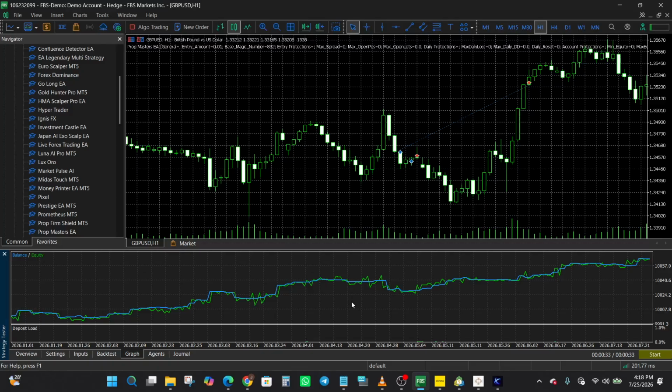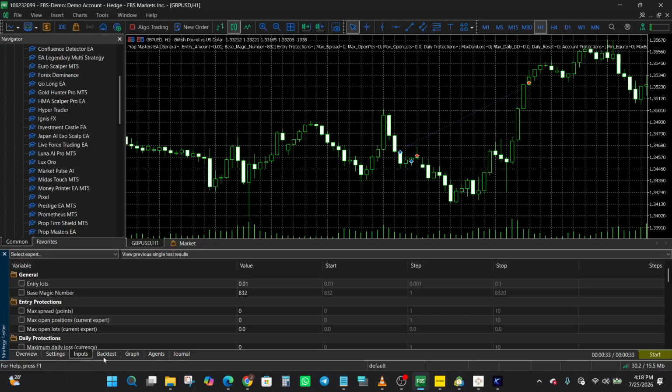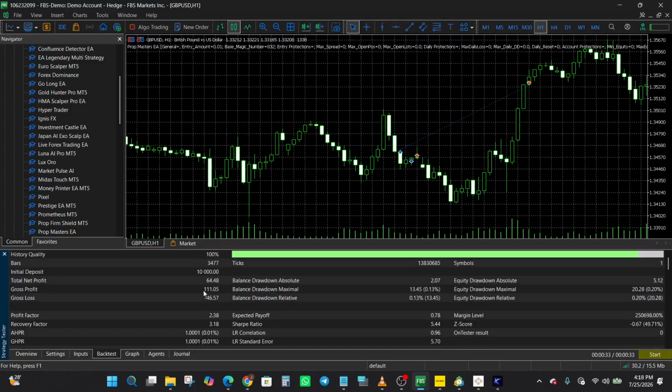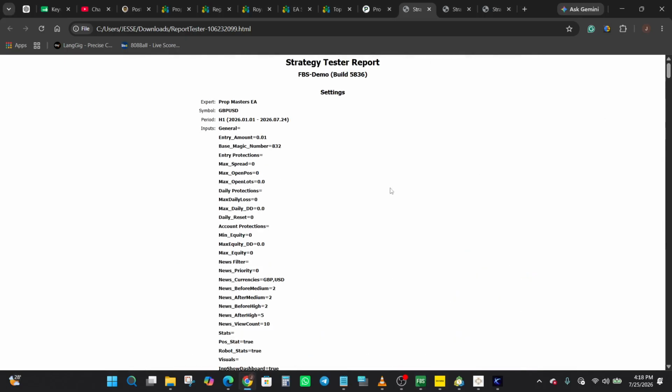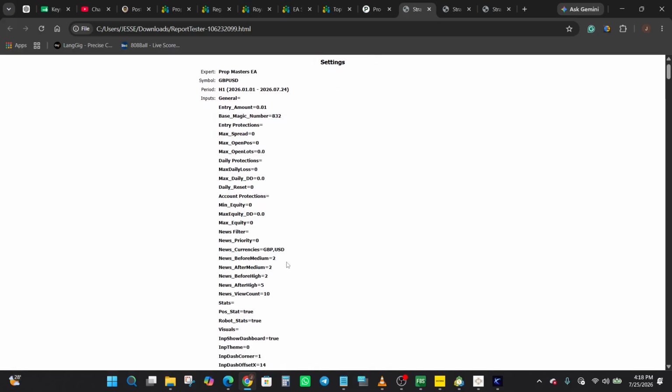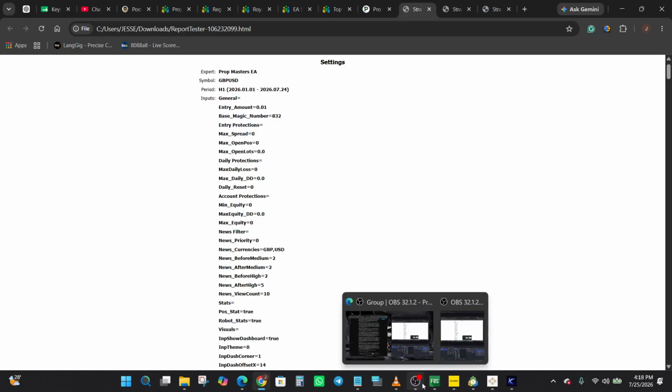The growth was quite steady. It was a gradual rise, a very gentle slope over time, which resulted in a net profit of just $64.48. But remember that the lot size used here is 0.01. So I just used the general default settings as I ran the back test.